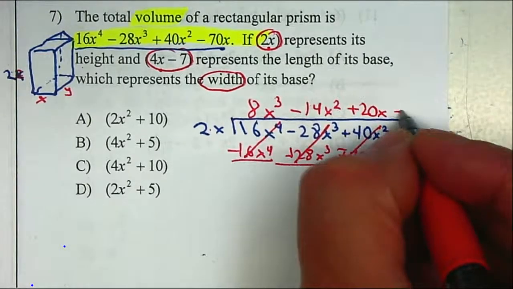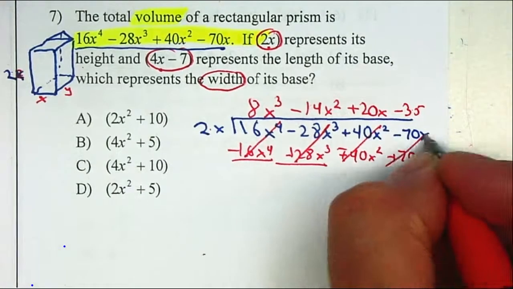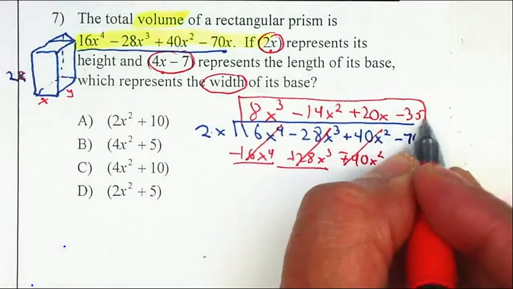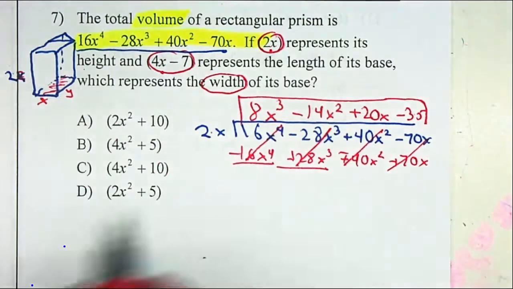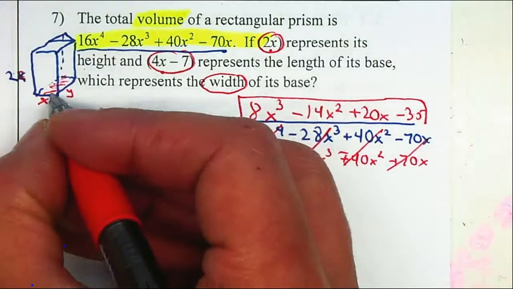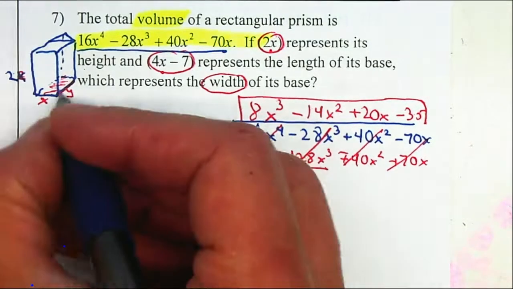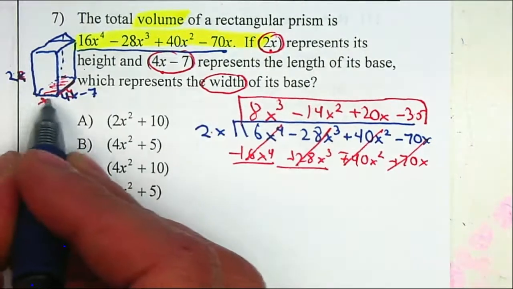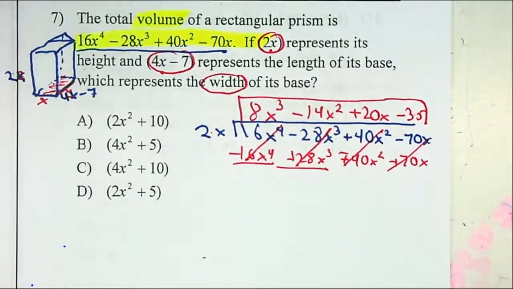And that gives me negative 35. Negative 35 times 2x is negative 70x. Change your signs and it cancels. Therefore, this will be the area of the base. But since they give me the length of this base, which is 4x minus 7, I can find the width by dividing the area by 4x minus 7.